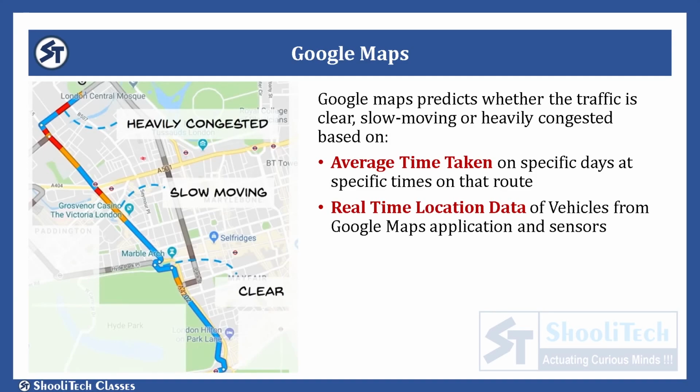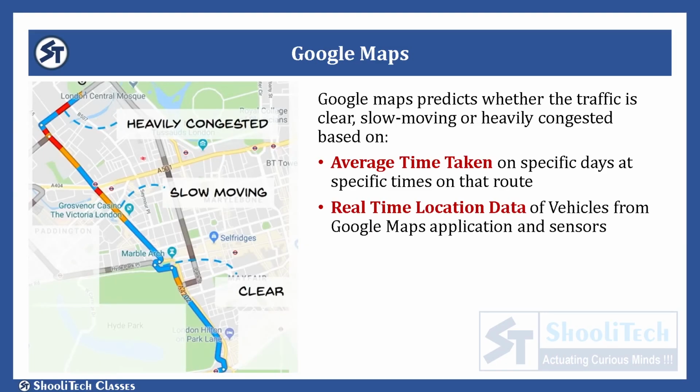The routes that Google Map shows is coded into three colors: blue, red and orange. Red color segment shows the road areas with heavy traffic. Orange color shows the slow moving traffic areas and the blue color shows the smooth traffic areas.